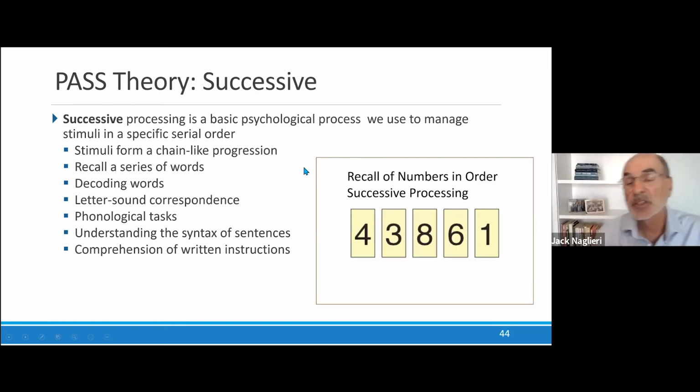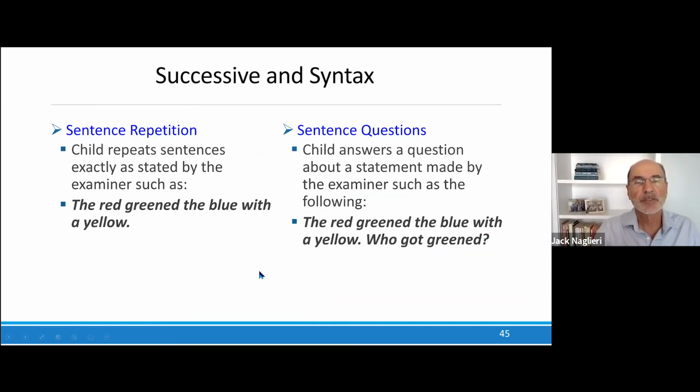So how do we measure successive processing? We use word recall, like digits forwards kind of thing. We also do a visual digit span test. And we also do a really awesome syntax test, because syntax is all about sequencing. So for the little kids, we say a statement like the red, green, the blue, the yellow. And this child has to say it back correctly, completely correctly, to get a pass on it.